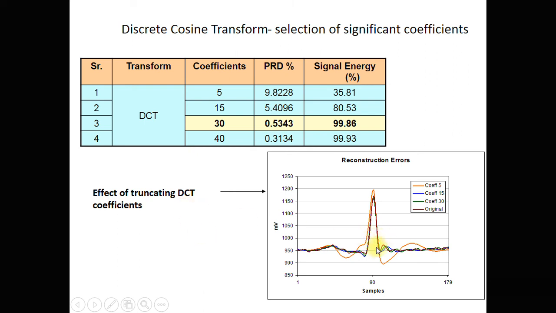This shows the effect of reconstruction, or the reconstruction errors. For 30 coefficients, you'll see that the PRD also is quite acceptable. So we finalize that only 30 coefficients will be used.